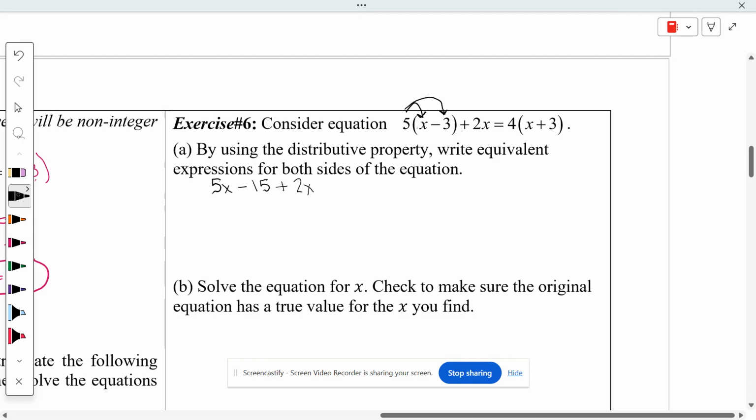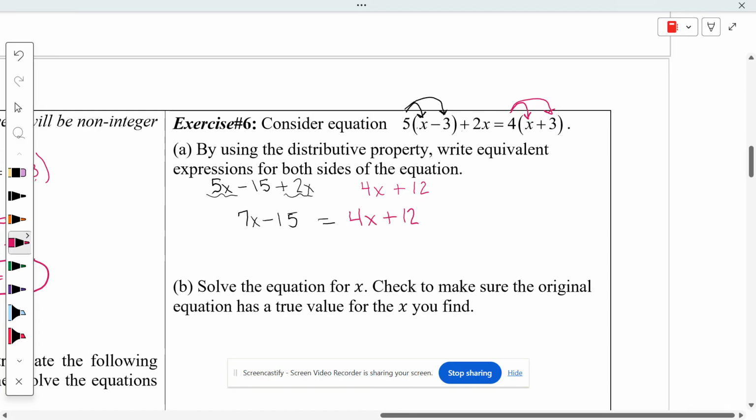And I can actually simplify this. The 5x and the 2x give me 7x. So the left side of my expression is 7x minus 15. Now let's look at the right side of my expression. For the right side, I also have to distribute. 4 times x is 4x. And 4 times 3 is 12. So 7x minus 15 is equivalent to 4x plus 12.